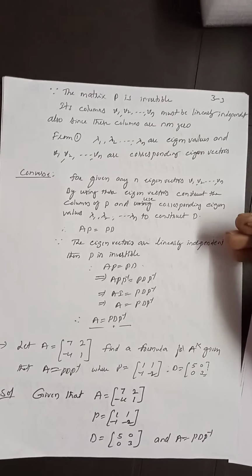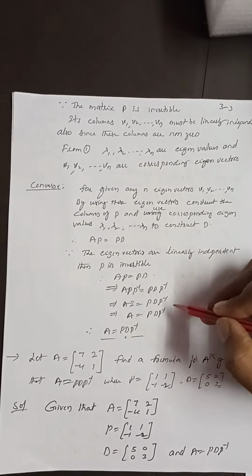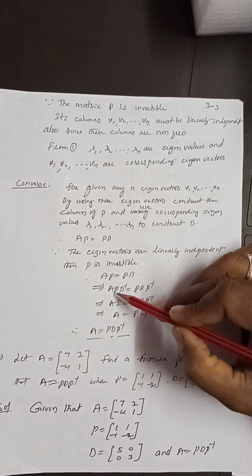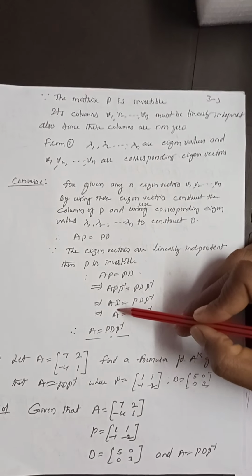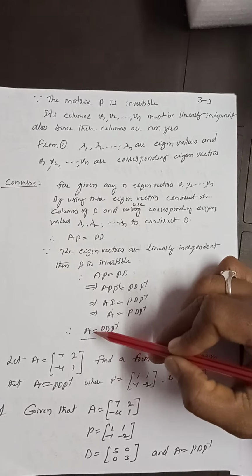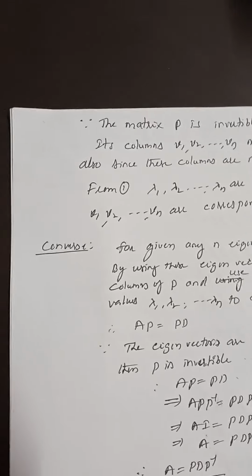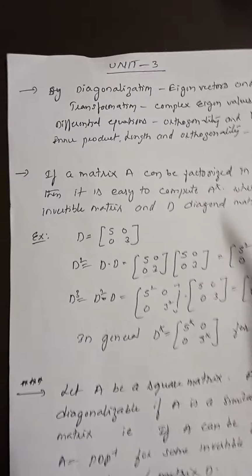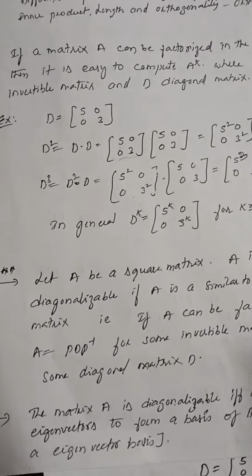Since P is invertible, meaning the inverse of the matrix exists, right? We multiply both sides by P inverse. AP P inverse is equal to PD P inverse. P into P inverse is equal to I. Now A into I is A, where I is the unit matrix. Therefore A is equal to PD P inverse. Now please go through this statement. These statements are very, very important. This one and this one and this one are important, right?